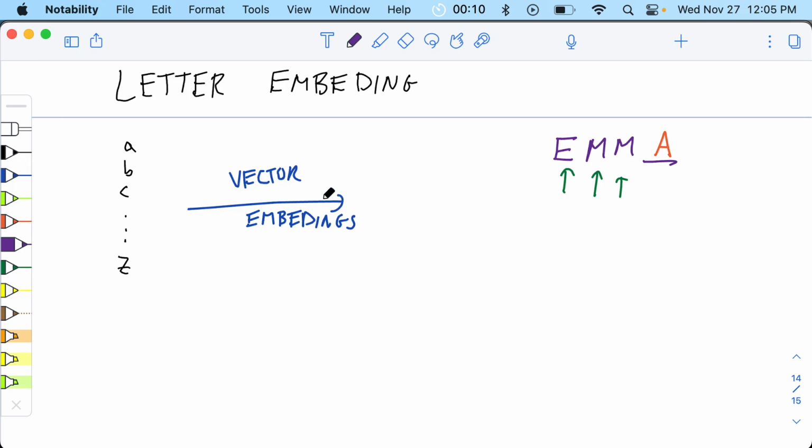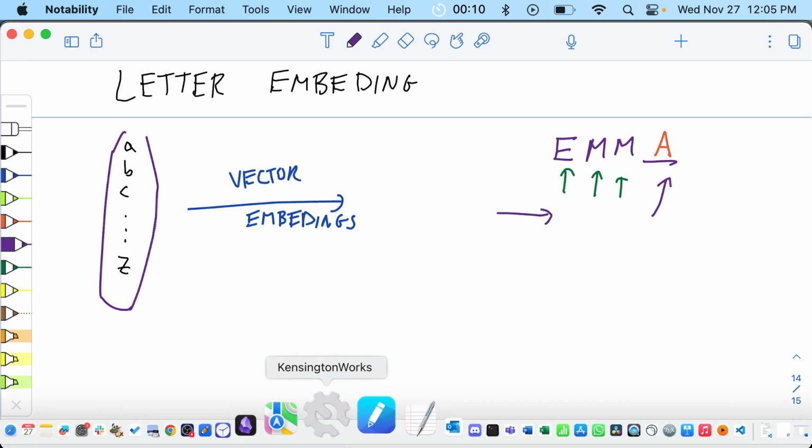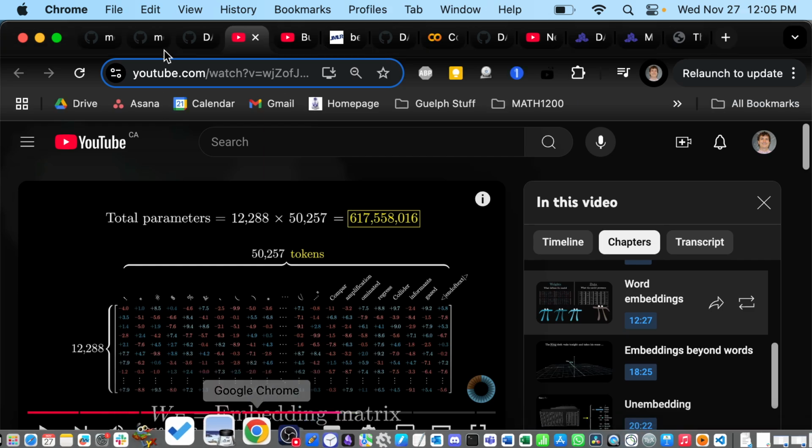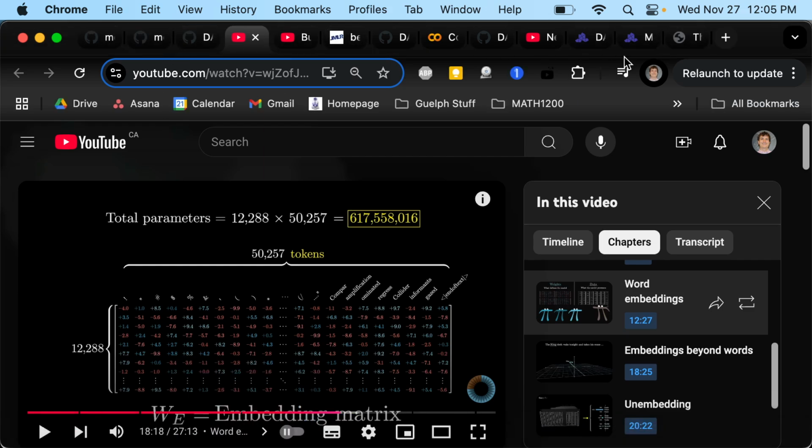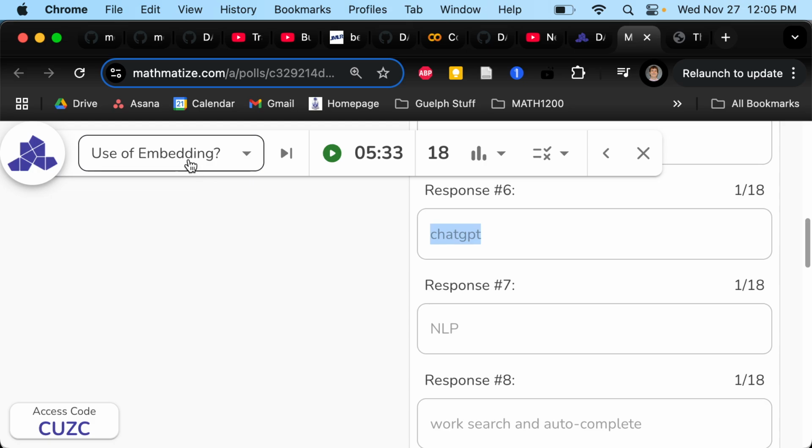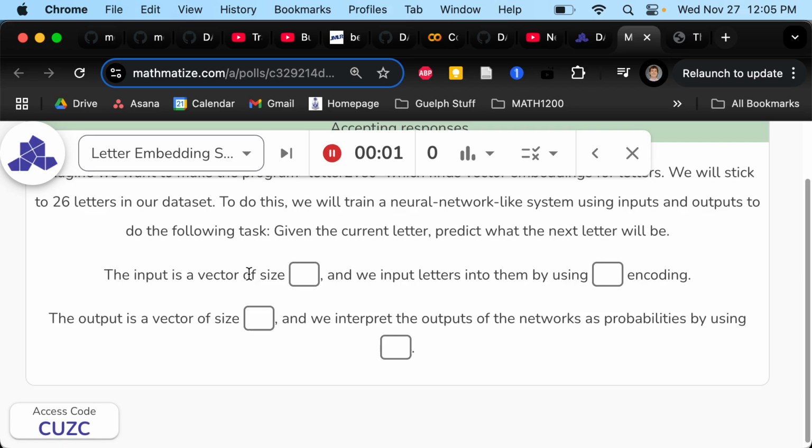So my task is going to be inputting some letters. It's going to do some vector embedding, and it's going to do something to try to come up with this thing. And I made a little exercise for you to see if you can predict how it is going to work, at a very high level. What are the inputs and the outputs going to be? And that is the next thing over here. So the input will be a vector of size blank, and we turn input letters into that using blank encoding.